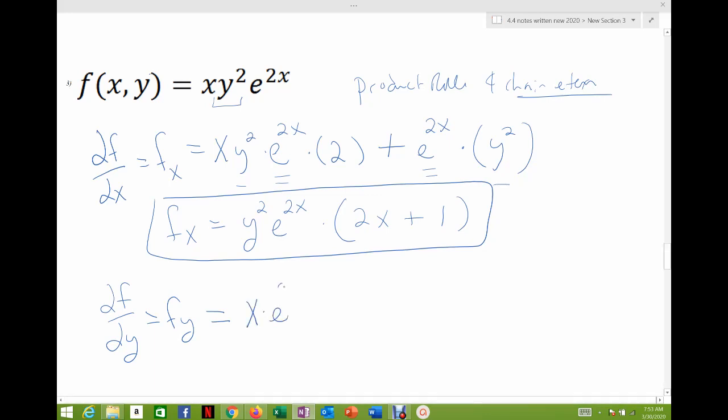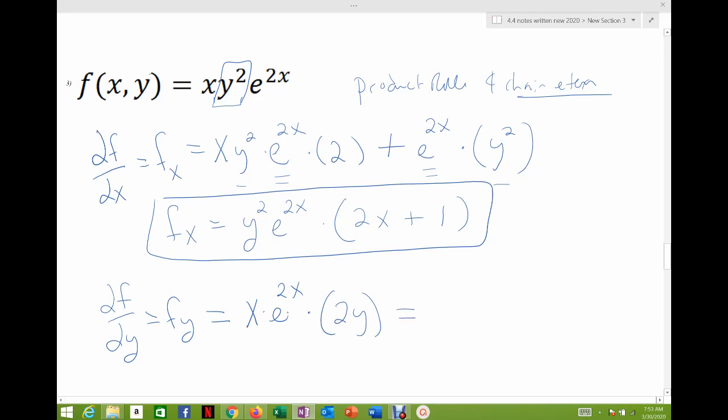X times e to the 2x are constants. Alright, the part I'm taking the derivative of is the y squared. So it's the constant times the derivative of the y squared. Well, the derivative of y squared is 2y. Alright, which again, if you left it like that, that's fine.